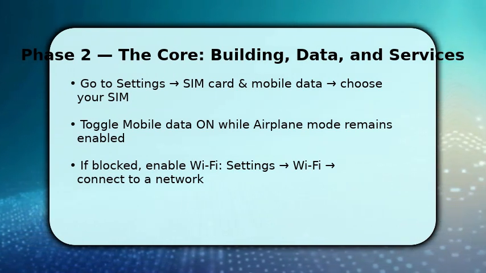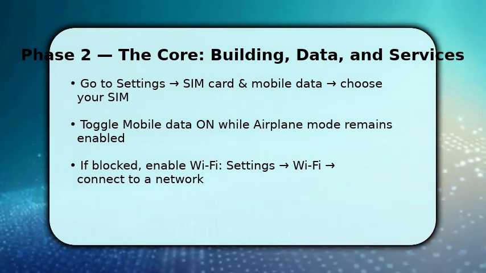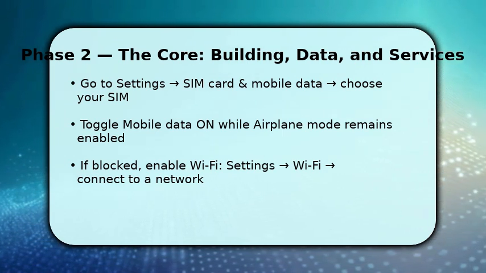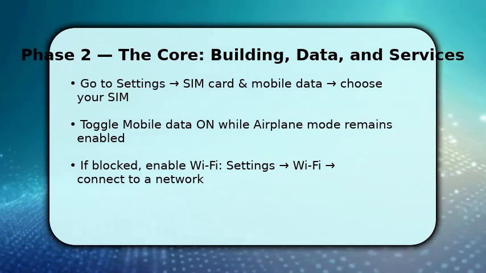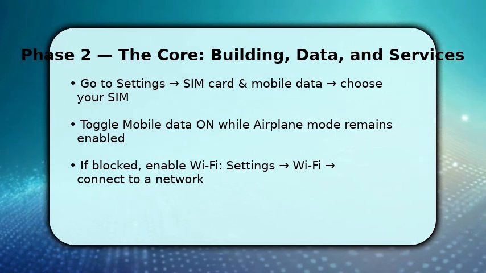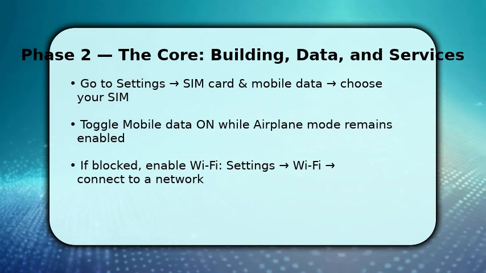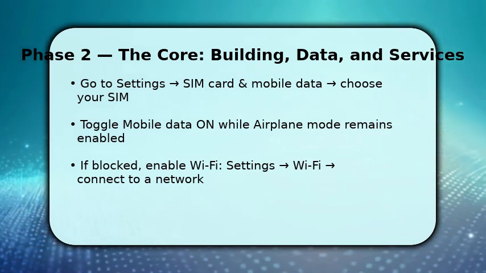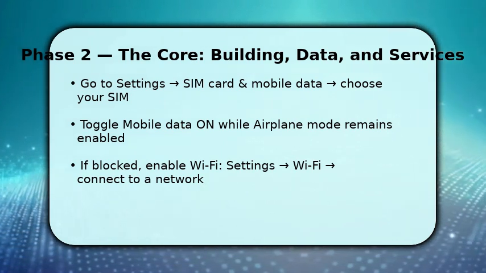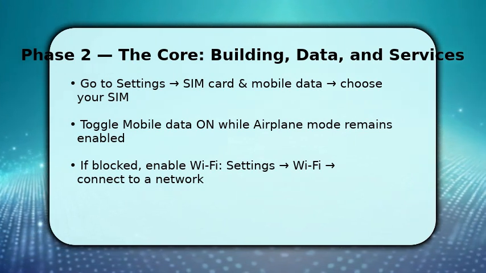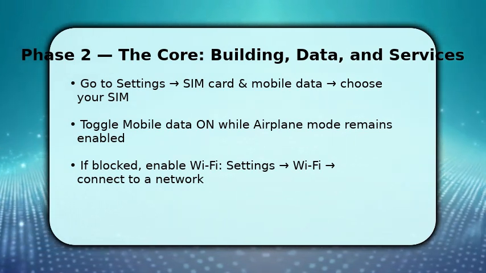Try toggling mobile data on while airplane mode stays active. Some Realme builds allow this and will reconnect cellular data only. If the toggle is blocked, instead enable Wi-Fi and connect to a trusted network. This gives data without cellular radios. Also check quick settings. Sometimes the mobile data icon is restorable from the pull down.